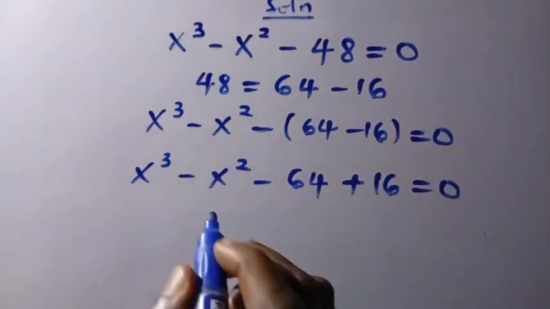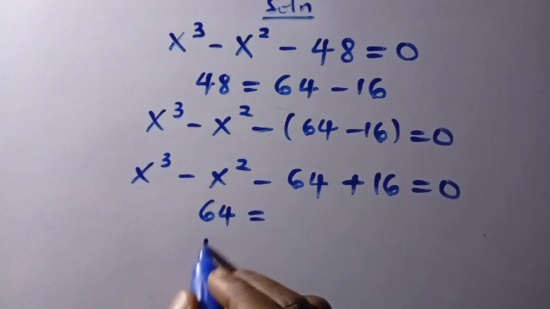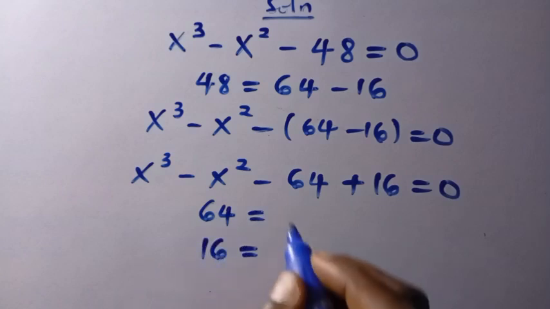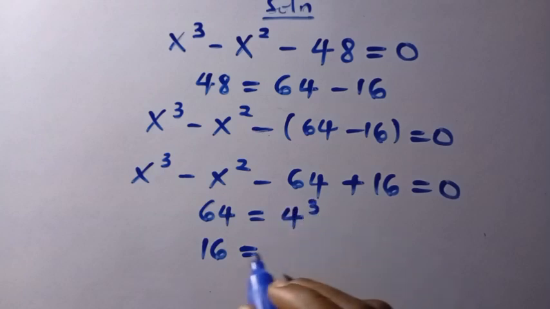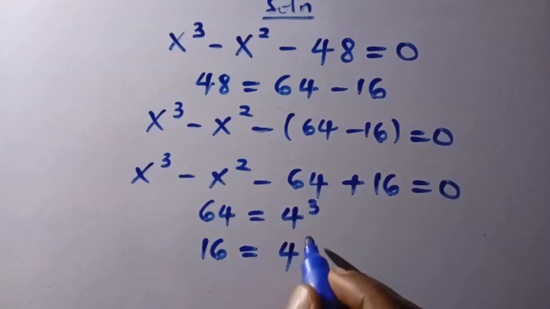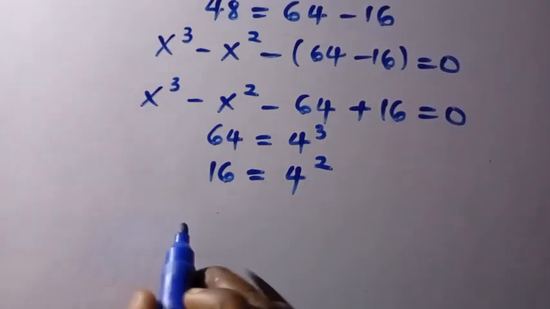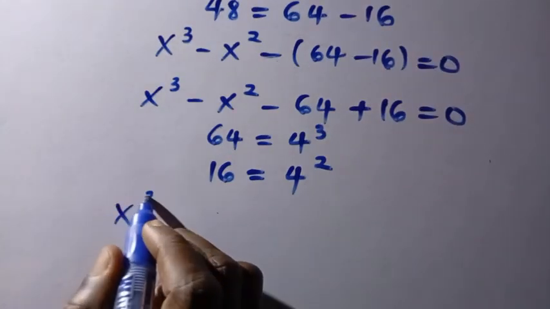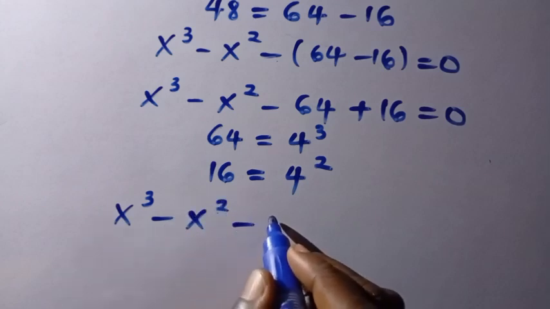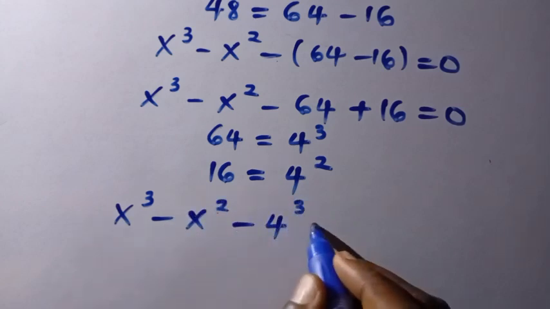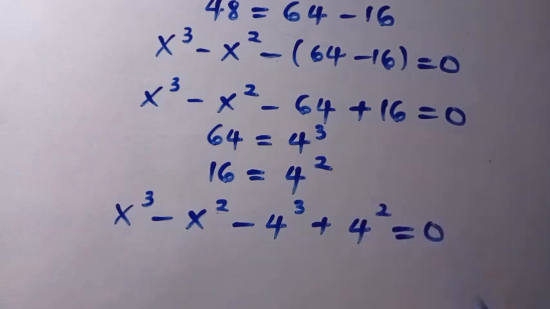Then we have 64 here, and also we have 16. 64 is the same thing as 4 power 3 and 16 is the same thing as 4 power of 2. So let's replace them. We have x power 3 minus x squared minus 4 power 3 plus 4 power 2 equals 0.